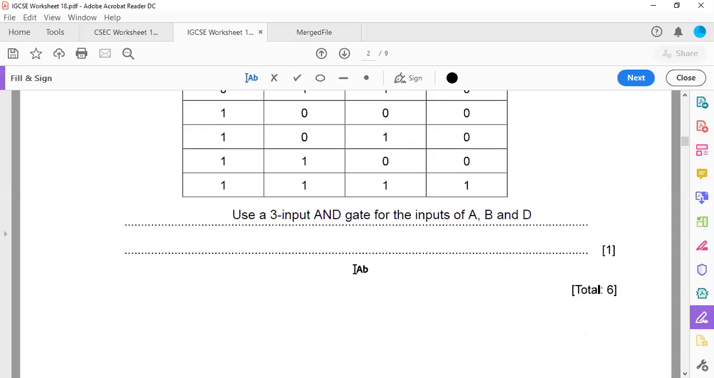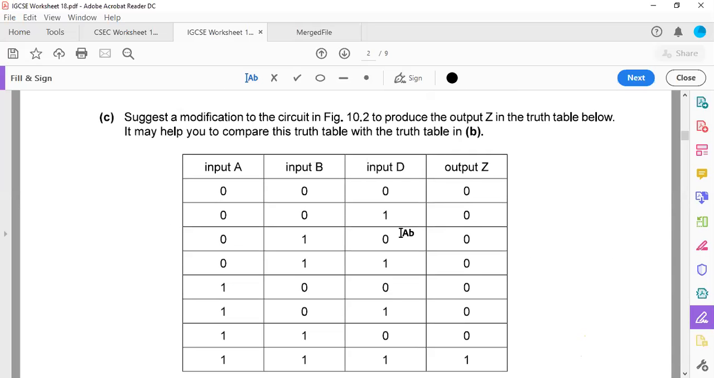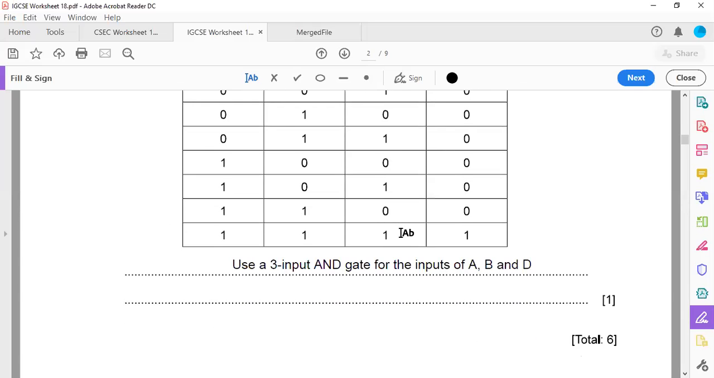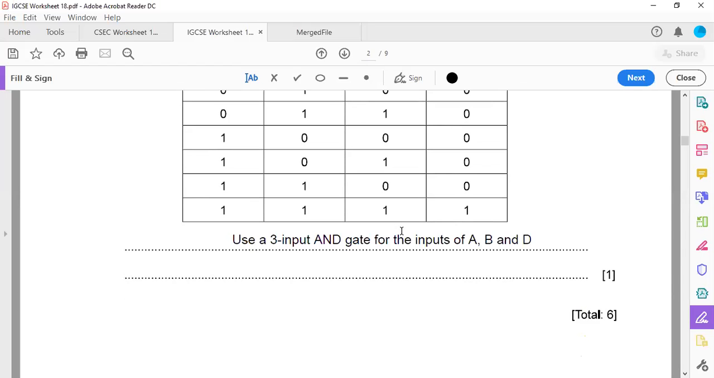The truth table is the same, so you can go through it. That's the exact same truth table that we have here as our answer. Good. I hope everybody got to see the three input AND gate that I posted on the group chat.